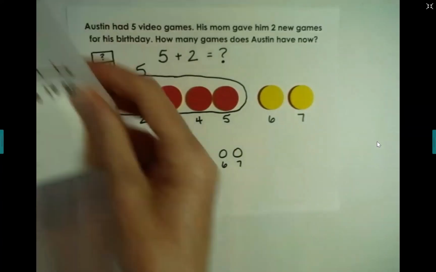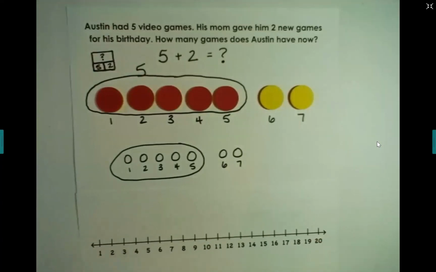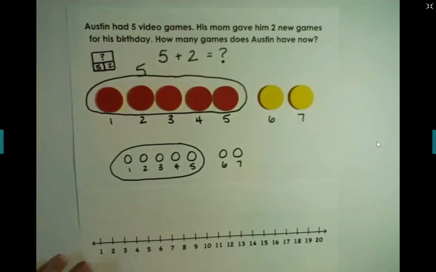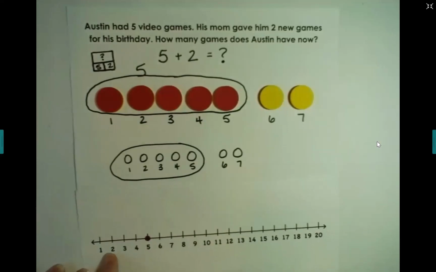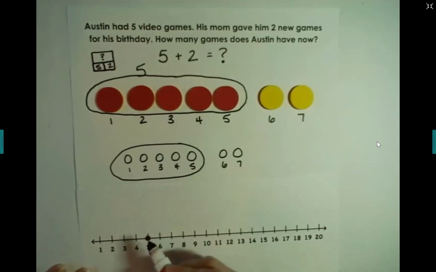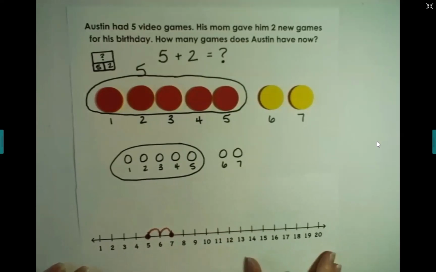Another representational strategy that students might choose to utilize would be using a number line, where we can look at our number line and recognize that we start at 5 video games that Austin already had. They may count up by ones, 1, 2, 3, 4, 5 to get to that 5, or go right to the 5 games and then make 2 hops on our number line for the 2 games that his mother gave him to land on that sum of 7.